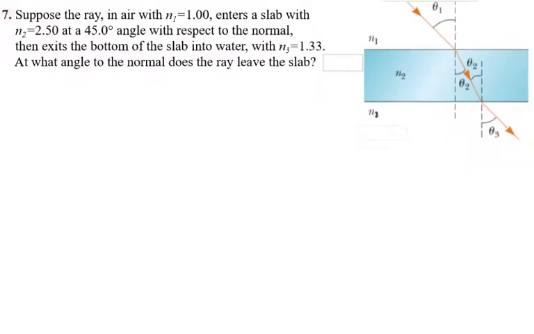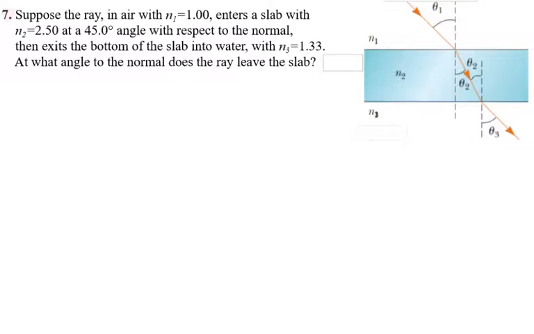In this question, they say suppose the ray in the air with index of refraction equal to 1 enters a slab with index of refraction n2 equal to 2.5 at a 45 degree angle. So the incident angle is 45 degrees with respect to the normal. Then it exits the bottom of the slab into water with index of refraction 1.33. At what angle to the normal does the ray leave the slab, which is theta 3 that they're asking for?